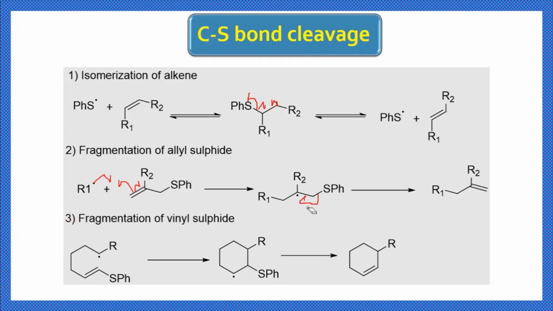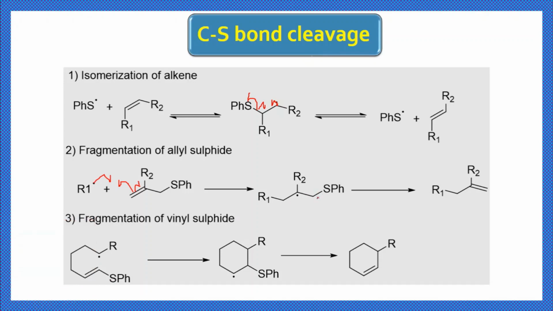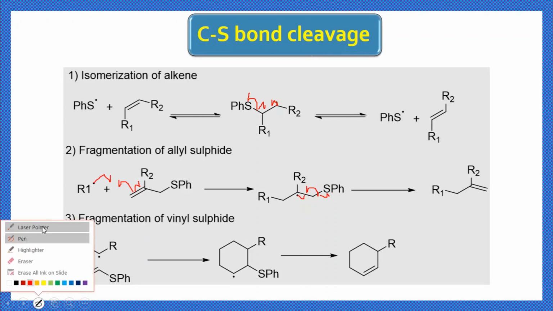Let's take eraser. Okay, so the breaking of this CH bond takes place. Simply the breaking of this CH bond takes place. Okay, it generates SPh radical, then this CH radical reacts with this CH2, it forms carbon sulfur double bond. So this is simply the fragmentation of allyl sulfide.